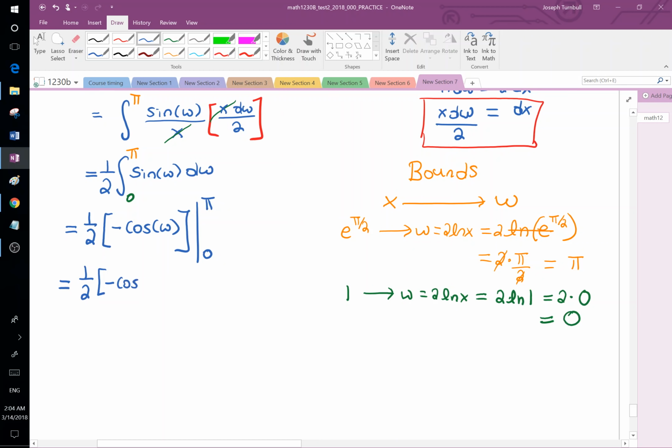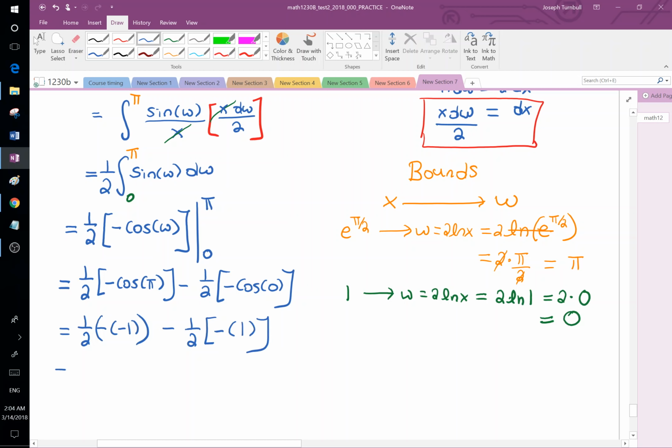We'll have negative cos of pi and minus 1/2 times negative cos of 0. Cos of pi is one of the ones to memorize. Cos of pi is negative 1. And then cos of 0 is also something worth memorizing. Cos of 0 is positive 1. Now I can simplify: negative times negative is positive, so positive 1/2 there, another negative times negative is positive, 1/2. And then 1/2 plus 1/2 is 1. And that's it.